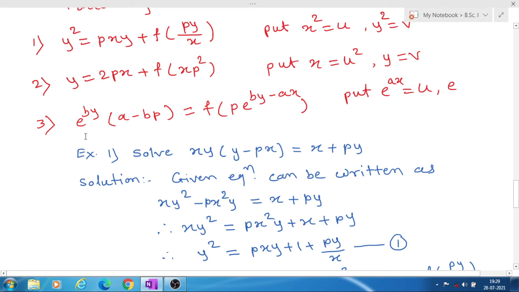And the third type is e raised to b into y into bracket a minus bp is equal to f of p into e raised to by minus ax. For this type of equation we have to substitute e raised to ax is equal to u.